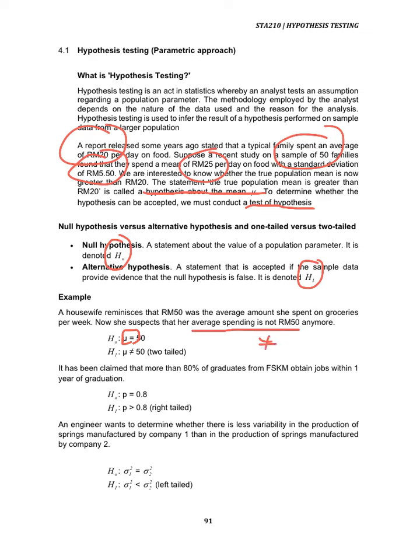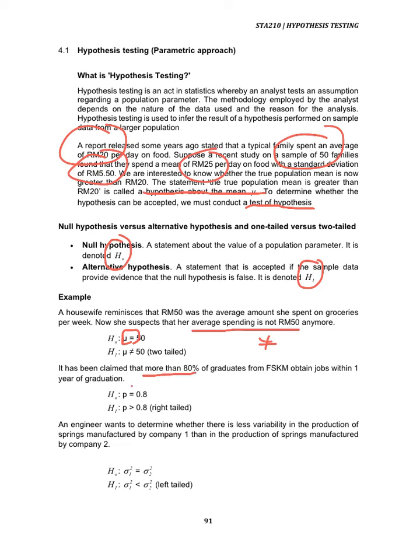Okay, number 2. It has been claimed that more than 80% of the graduate from FSKM obtain jobs within 1 year of graduation. So this example show that we want to test on the proportion P. Okay, so H0 here is P equals 0.8, H1 P greater than 0.8. Why we use symbol greater? Because the words here state more than 80.